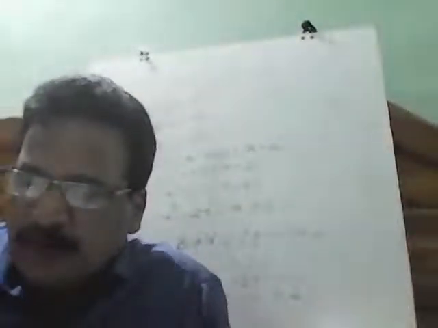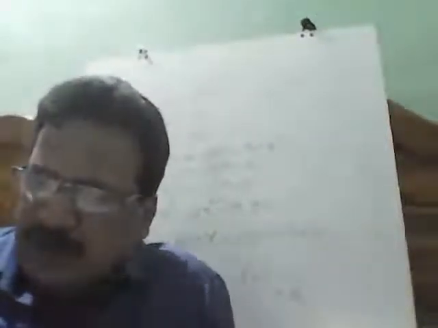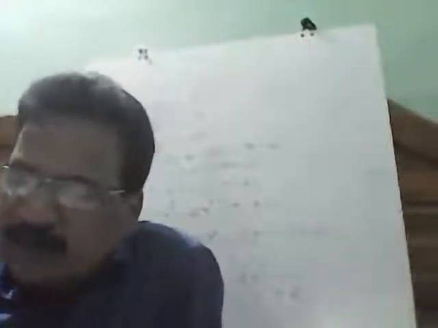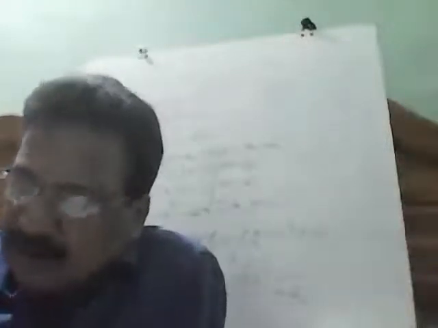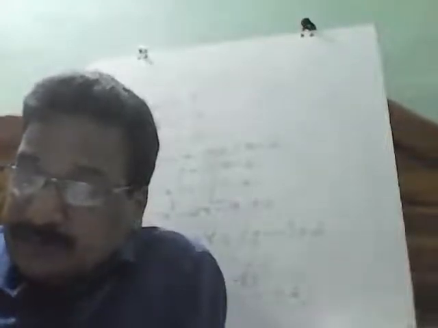In example 5, it is given: verify that 3, minus 1, and minus 1 by 3 are zeros of the cubic polynomial. The polynomial is given here, that is 3x cube minus 5x square minus 11x minus 3, and then verify the relationship between the zeros and the coefficients.